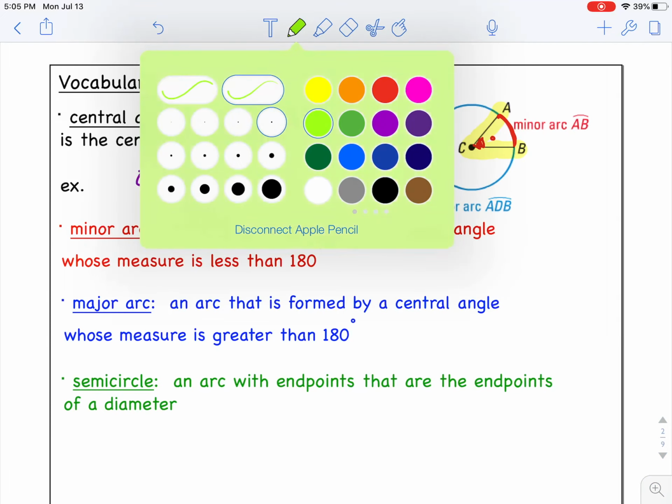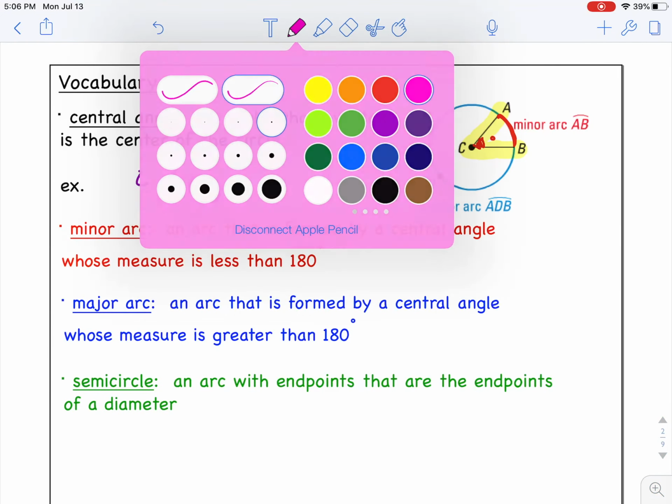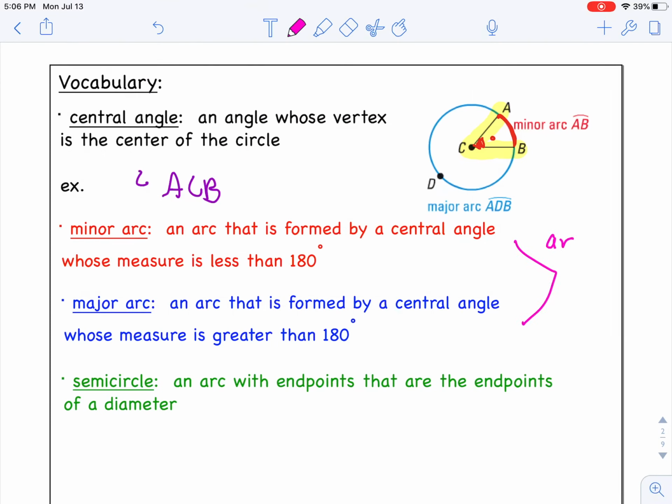And an arc is just part of a circle. It's part of the curved part of the circle. So arcs in general are part of the circle. So we have minor arcs that are less than 180 degrees, and we have major arcs that are formed by a central angle whose measure is greater than 180 degrees. So our minor arc here is AB, and our major arc here is ADB.